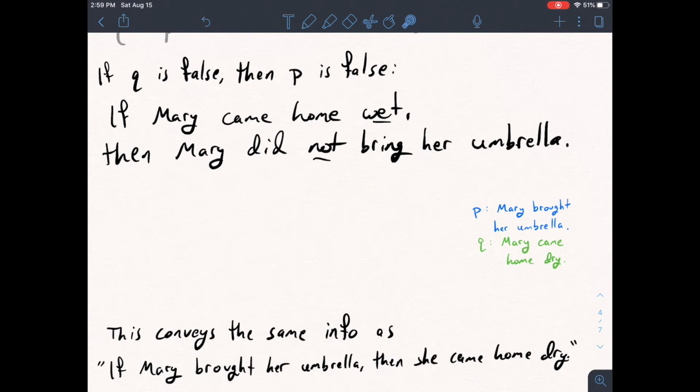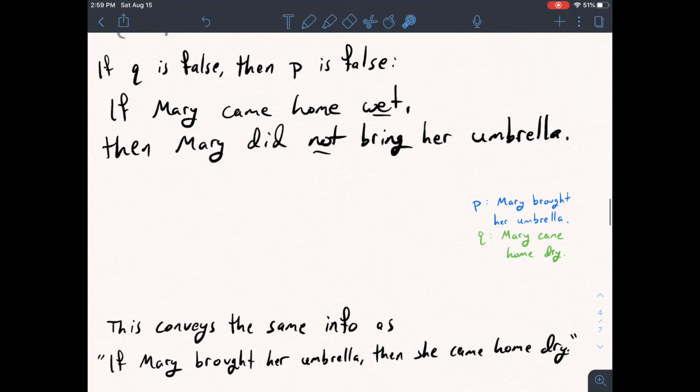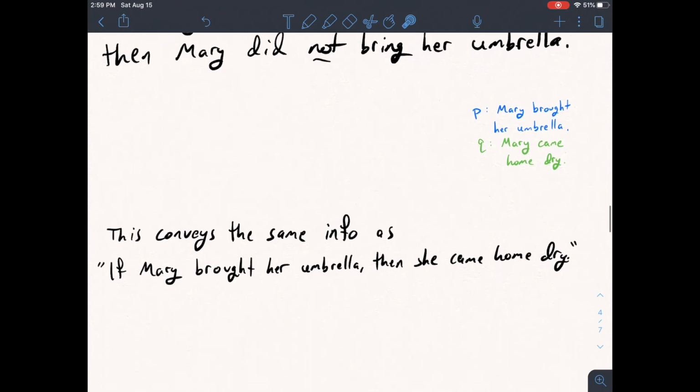But anyway, the upshot of all of this is that this statement right here is conveying the same exact information as if she brought her umbrella, then she came home dry. If she came home wet, then she couldn't have brought her umbrella in the first place. You could have said either of these statements and they would have conveyed the same exact information. They're logically equivalent. All right, cool.